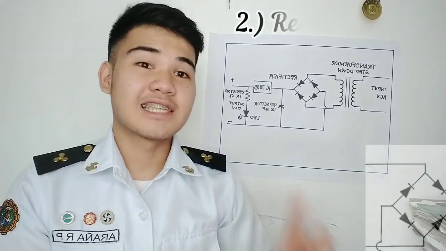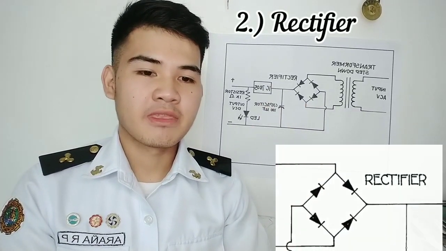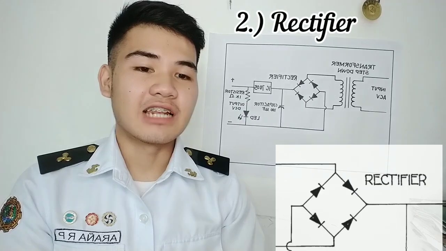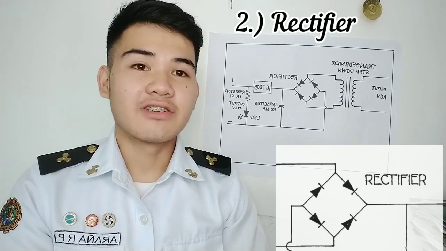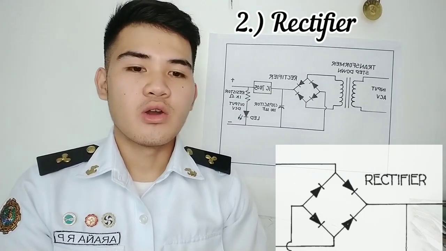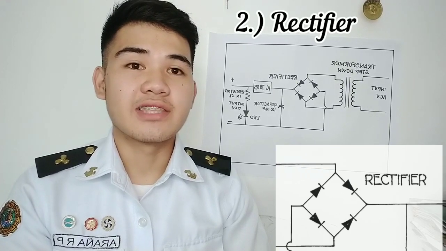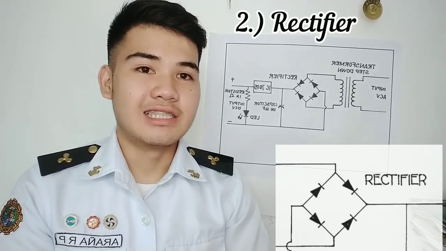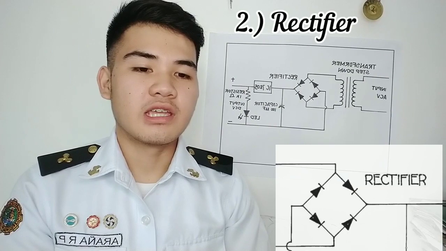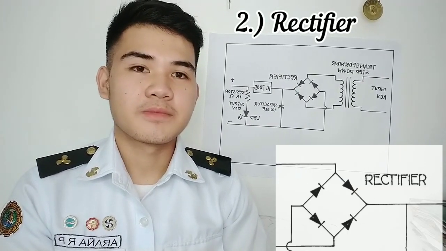The second is the rectifier. A rectifier is an electrical device that converts the alternating current or the AC, which periodically reverses direction, to direct current or DC, which flows in only one direction.